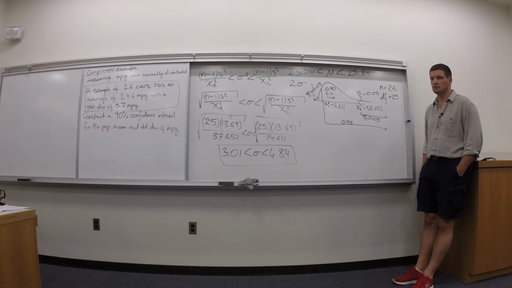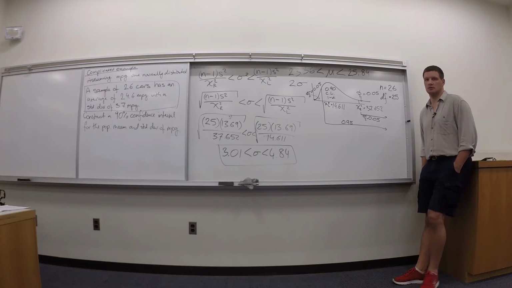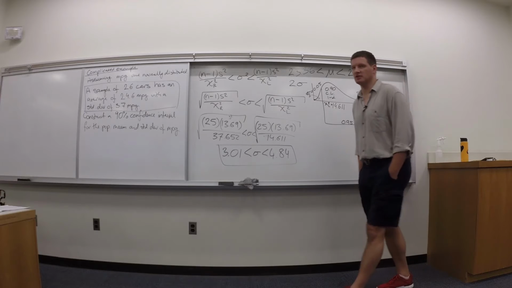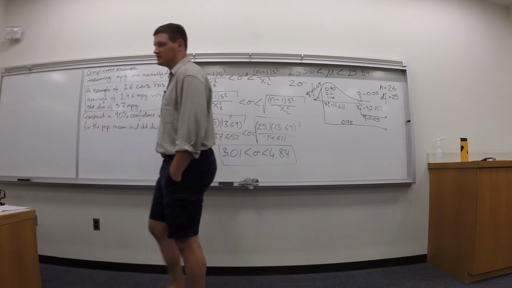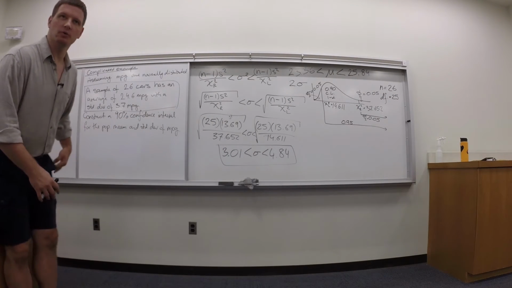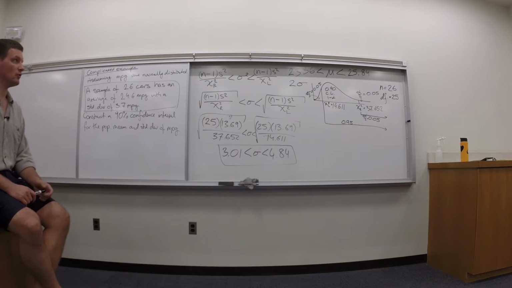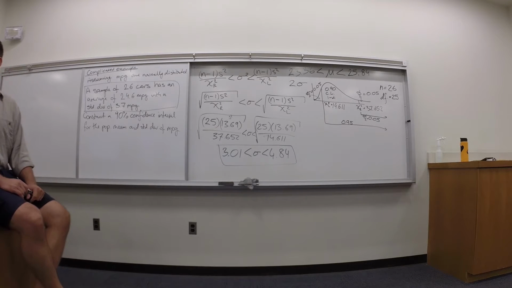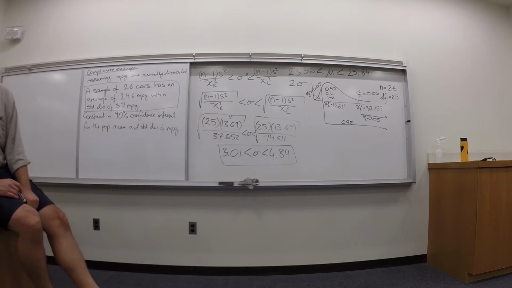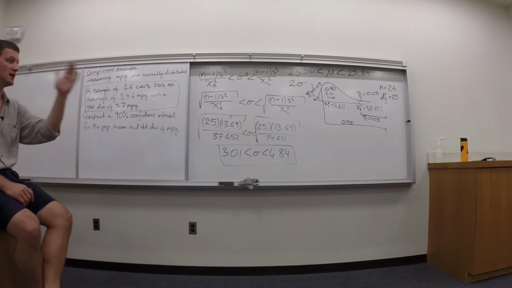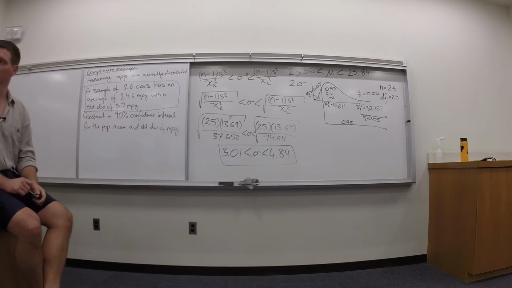So what's our answer? Well, we don't know what the mean and the standard deviation for the gas consumption is, right? But we are 90% sure that it's going to be somewhere between 2336 and 2584 miles per gallon on average, with a standard deviation somewhere between 301 and 484 miles per gallon.